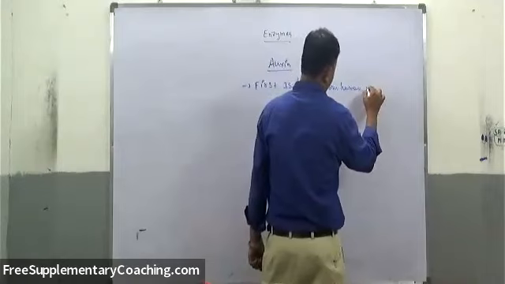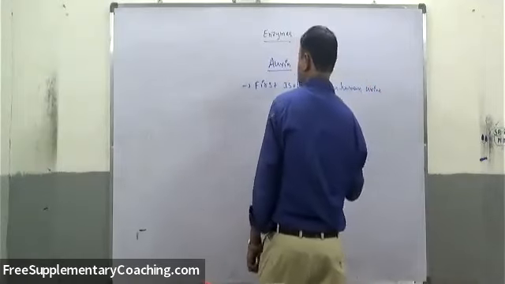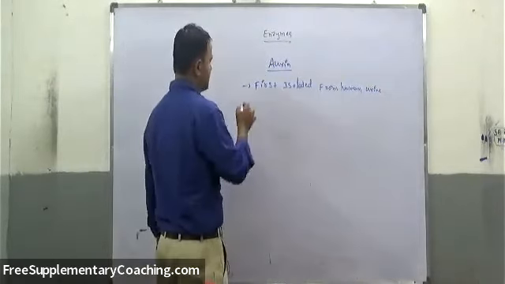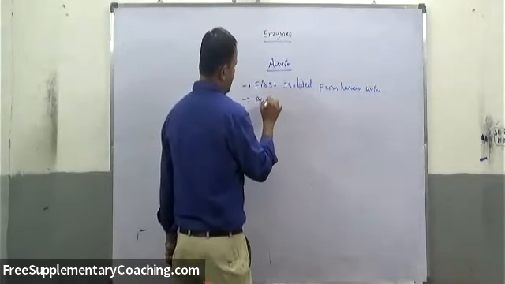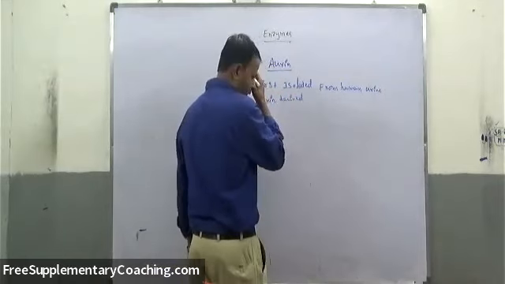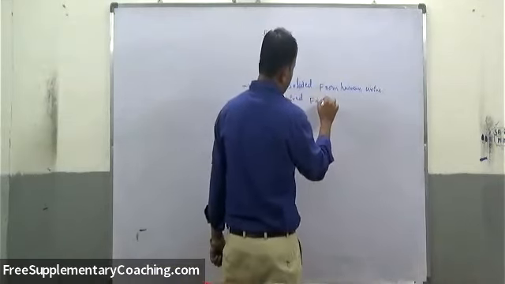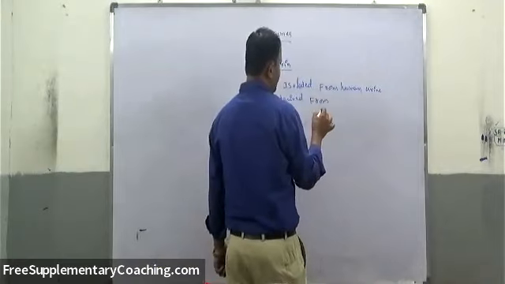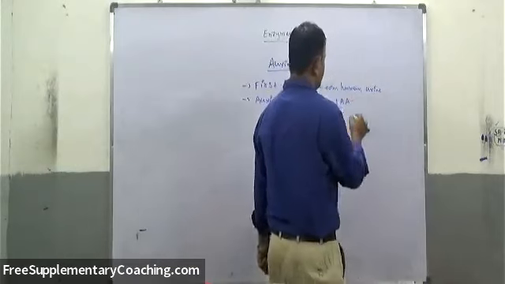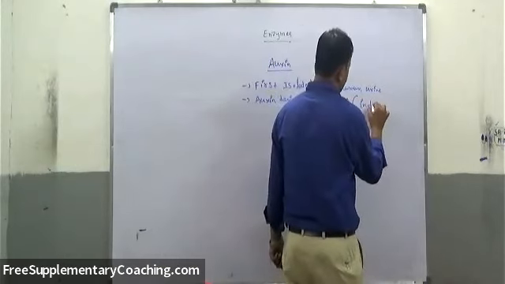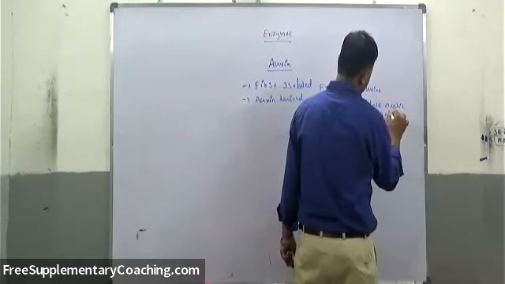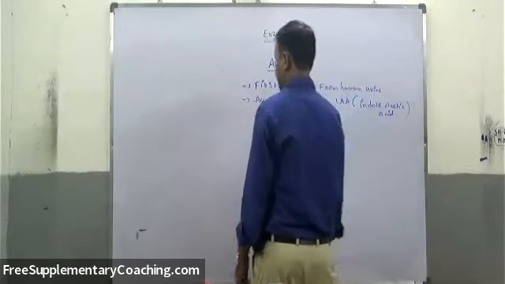Human urine. Okay. And this auxin is derived from indole acetic acid. What is the full form of IAA? Indole acetic acid.